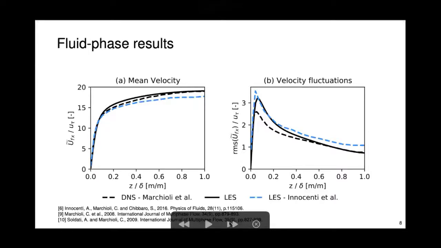So first we compared the fluid phase results against the DNS data, as well as the LES results of the paper whose model we used. So this is the mean velocity across the height of the channel and the velocity fluctuations. So we can see that both LES results agree quite well with the DNS data. However, ours has better agreement at the center of the channel. This is also true for the fluctuations. However, both LES results overshoot the peak of the velocity fluctuation.